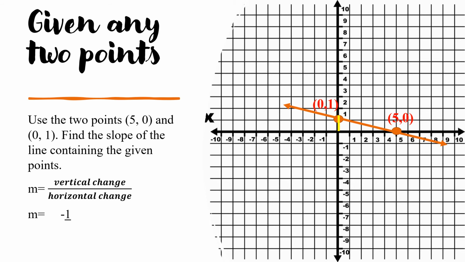Then after that, you need to go to the right. And since you go to the right, your sign is positive. So let us count how many units from left to right. 1, 2, 3, 4, 5. Since there are 5 units from left to right, you have a horizontal change of positive 5. Therefore, the slope of the line is negative 1 over 5.